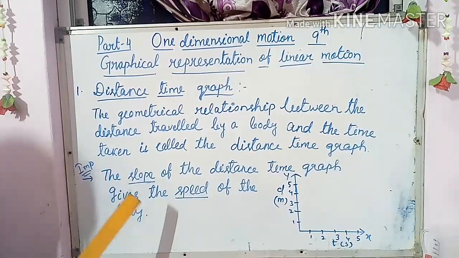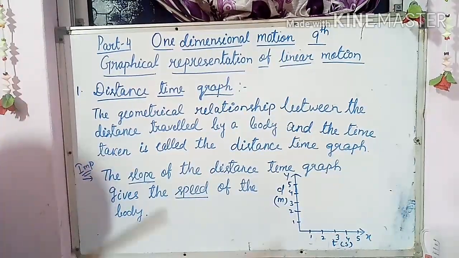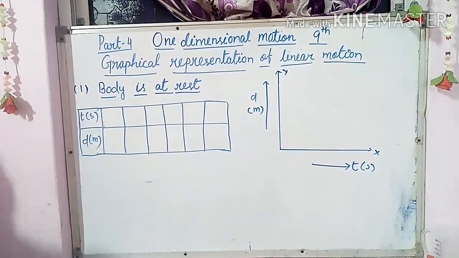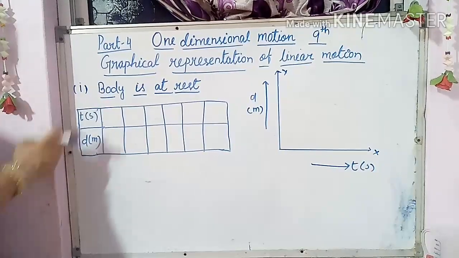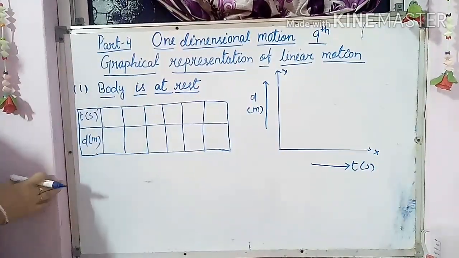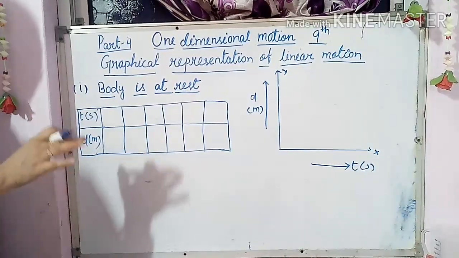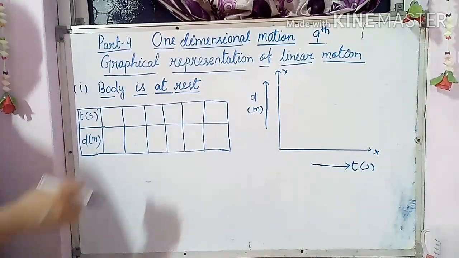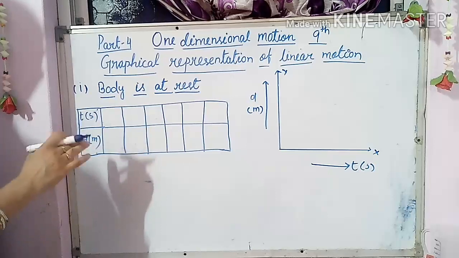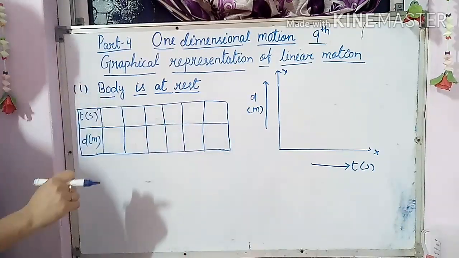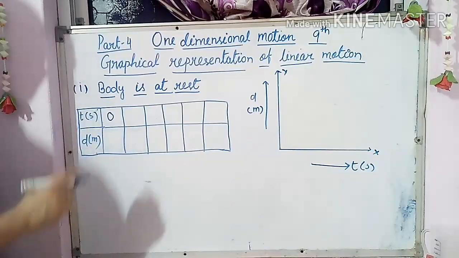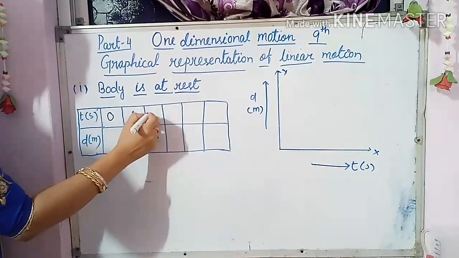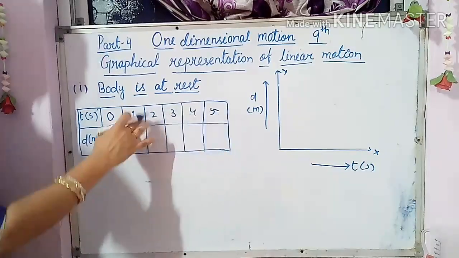Now children, let's go to the different types of graph when the body is at rest or in uniform motion. Now I will explain. See here. The first condition is that your body is at rest. You call the body at rest when time passes but no distance is covered by the body. Let's first say you are in the rest position, so your time will be 0. After that time is passing, 1, 2, 3, 4, 5, like this it will go.